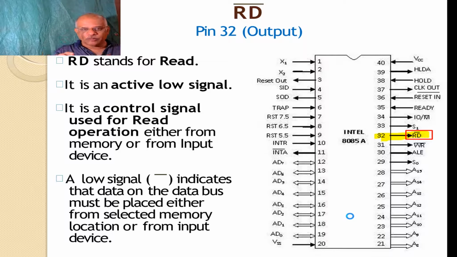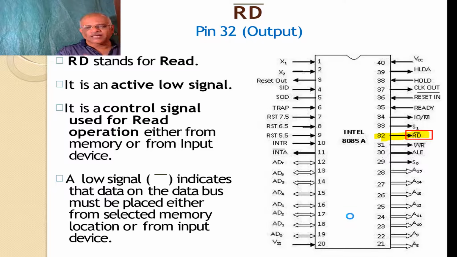RD stands for read. It is an active low signal. I have told you that whenever there is a bar, the signal is active low. It is a control signal used for read operation either from memory or from input device. Remember, whenever we use the term read, it means that the microprocessor is reading the data from somewhere.